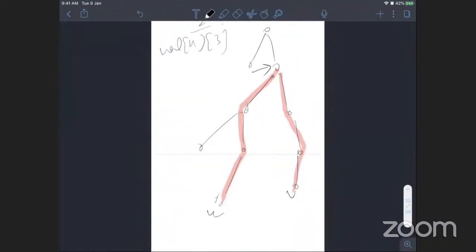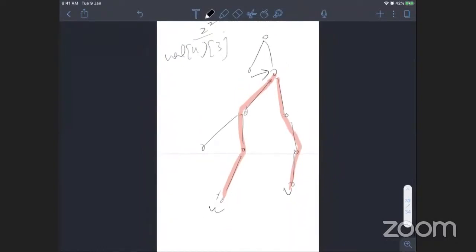Do people understand the thing that Umesh said earlier? From U to V, you're breaking the question into finding the LCA first, which is this guy. And then the entire path can be broken into two pieces, U till LCA, one part, and then LCA to V, another part. We combine the answers together and we'll get the final answer.